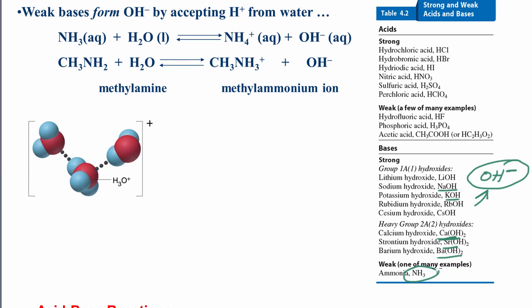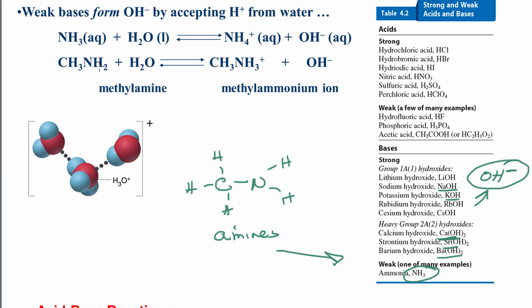An example of a weak base is ammonia. Also, some other weak bases are what we call amines. And amines, for example, here's one. This is methylamine, and there is a nitrogen bonded to carbon. So the amines are weak bases along with ammonia.